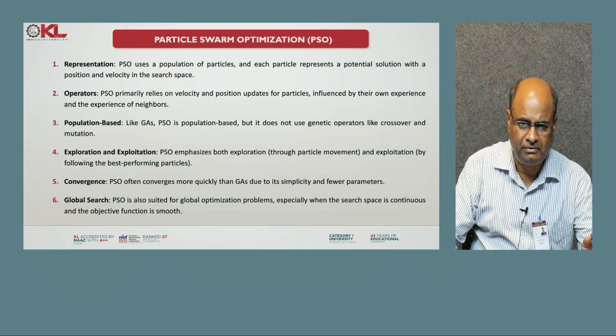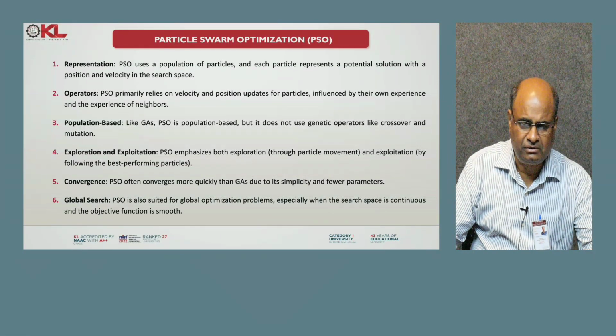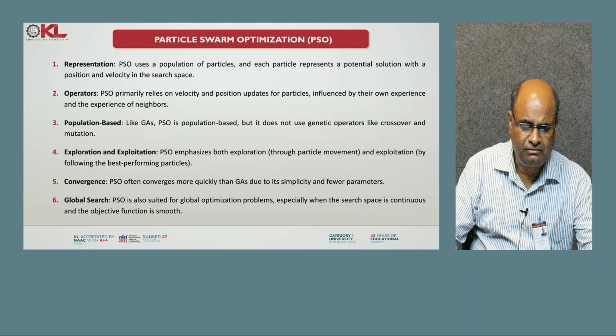Particle swarm optimization, or PSO. Now, first, representation. PSO uses a population of particles, and each particle represents a potential solution with a position and velocity in the search space. So we are using position and velocity here, but in the previous algorithms there is no position or velocity. This is important, because in PSO the solutions are moving in different random spaces.